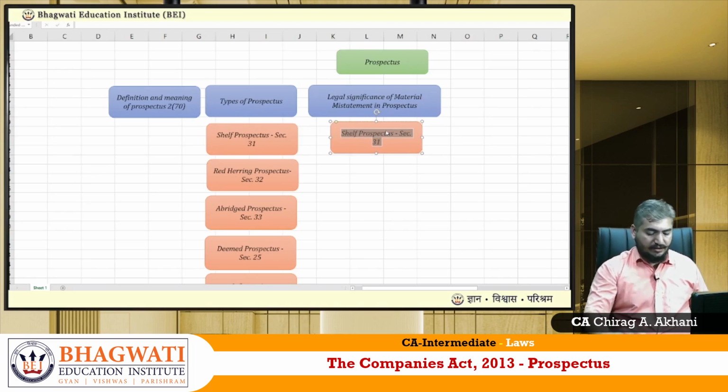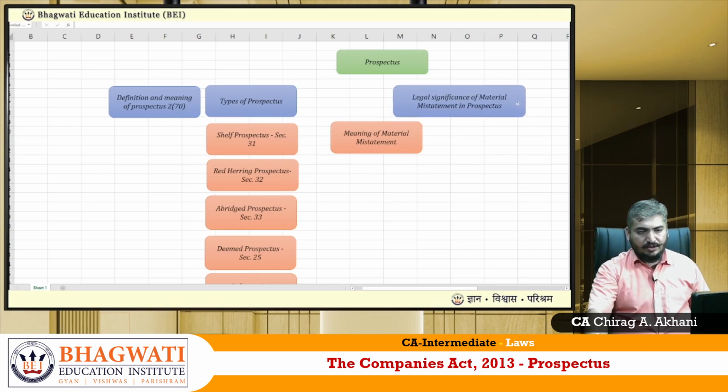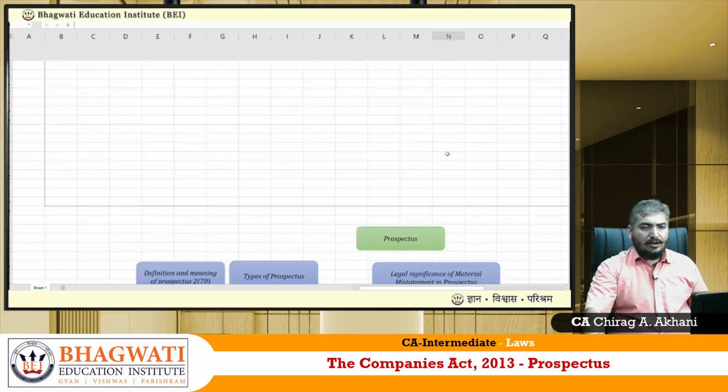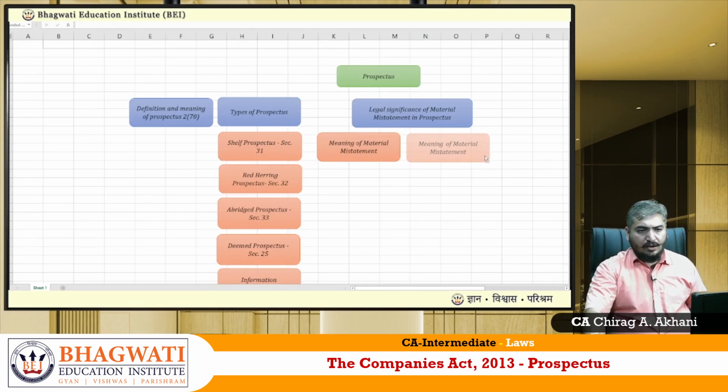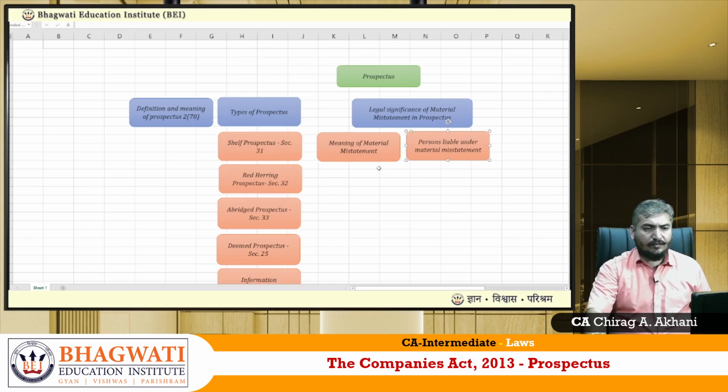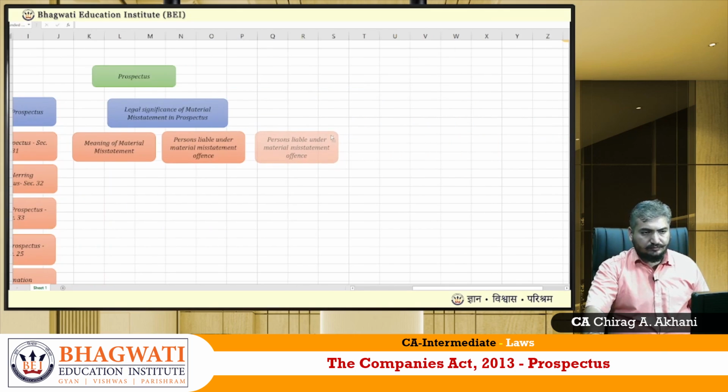The first one we have, write down, is the meaning of material misstatement. So if somebody is making a material misstatement in the prospectus, what is the meaning of that? A few questions we are going to learn on that. After then, if there is a material misstatement, who are the persons considered liable under that? So write down persons liable under material misstatement, material misstatement offense. The next point is, if somebody is materially misstating the prospectus, then what is the liability?